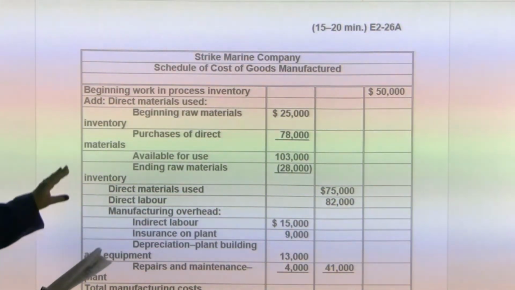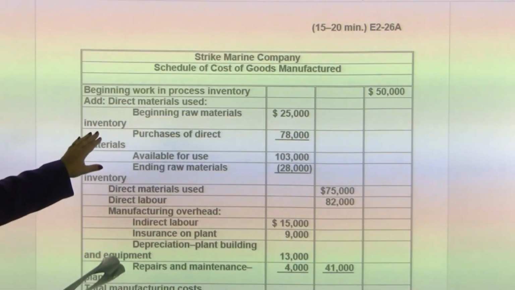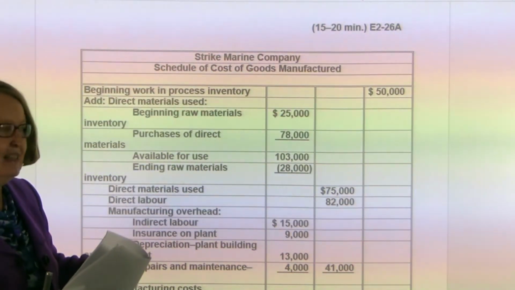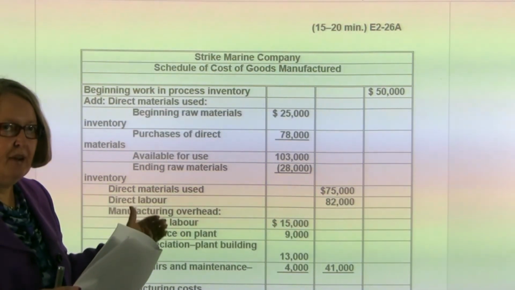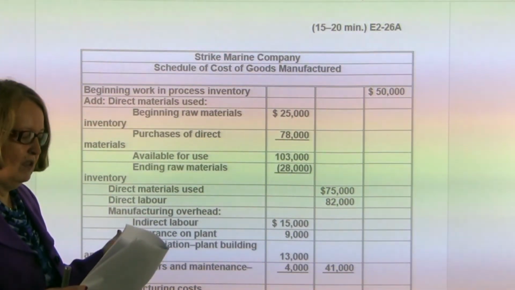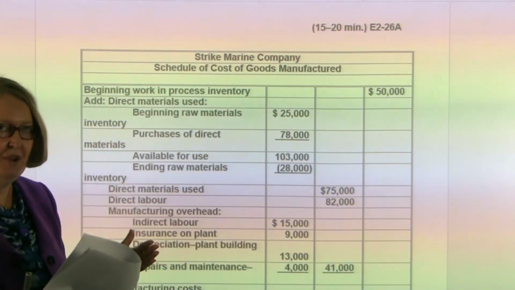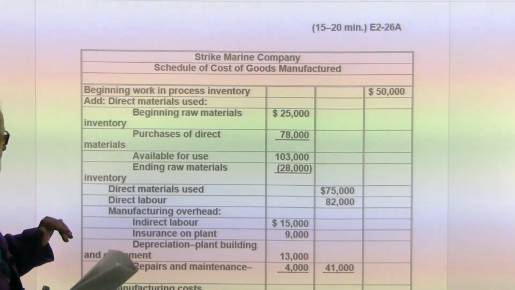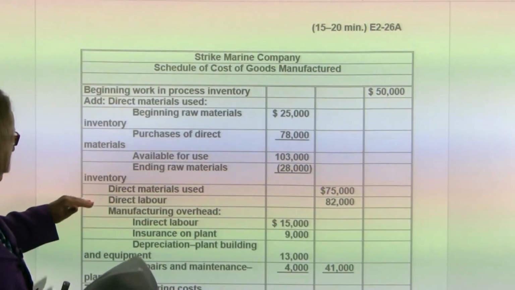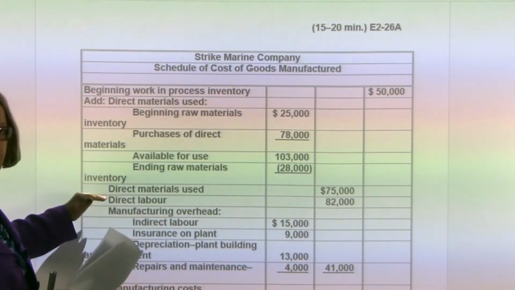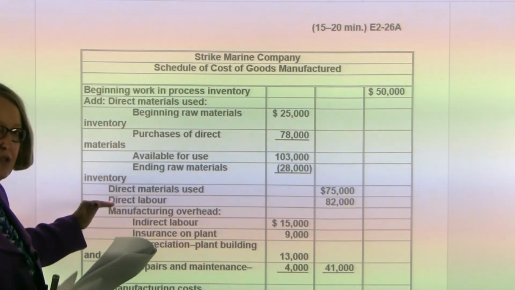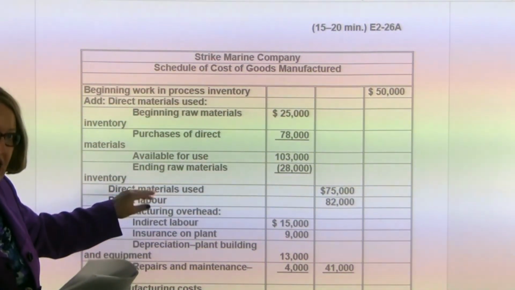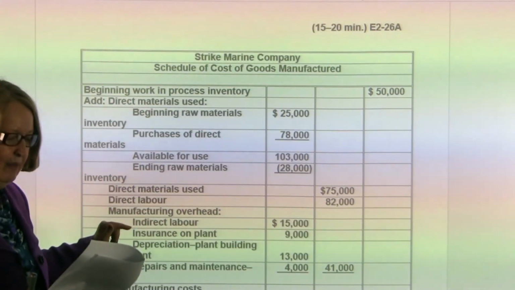So for the first one, the beginning work in process inventory, you were given that figure of the 50,000. So of course what this means is that was left over from the previous period. So whatever is left at the end of the previous period is the beginning balance of the current period. So now the next thing you're going to have to do is calculate how much direct material you have used. You're not given exactly the amount of direct materials used, so you're going to have to calculate this number.